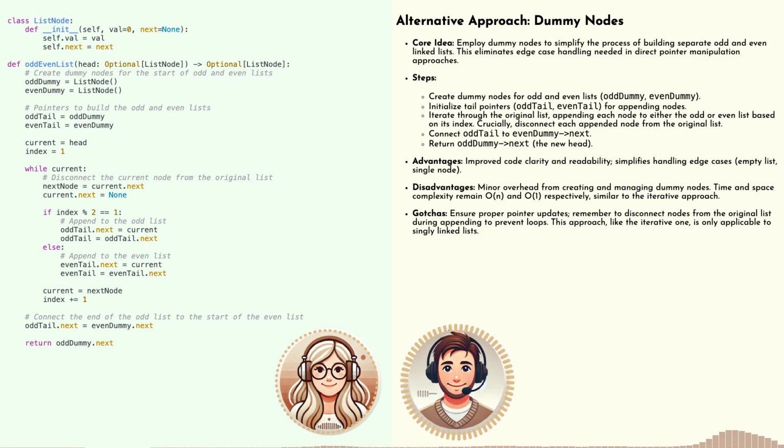Yeah, I see the appeal of this dummy node approach. It feels more organized, like we're deliberately building our sublists step by step instead of doing all the weaving and swapping in place. It often leads to code that's easier to read and less prone to errors, especially if you're new to linked list manipulations. Right. And in the grand scheme of things, the extra step of creating those dummy nodes doesn't significantly impact our time or space complexity.